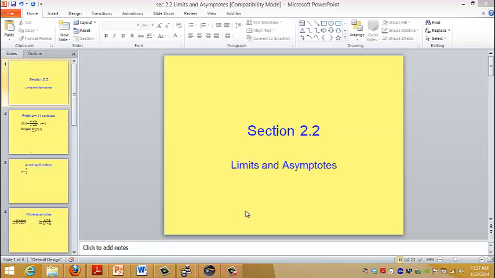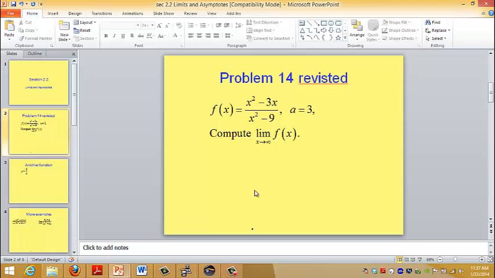We talked about limits quite a bit. We haven't yet talked about asymptotes. And so here's a problem we had last time. F of x is x squared minus 3x over x squared minus 9, and a was equal to 3. Okay? And I did compute some limits last time.